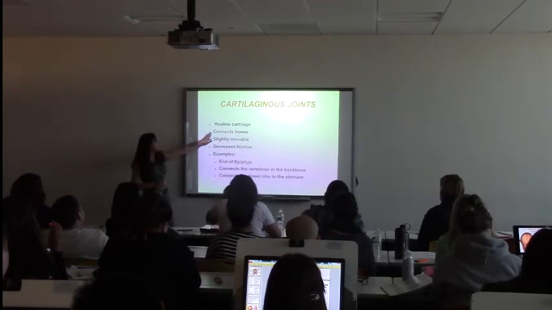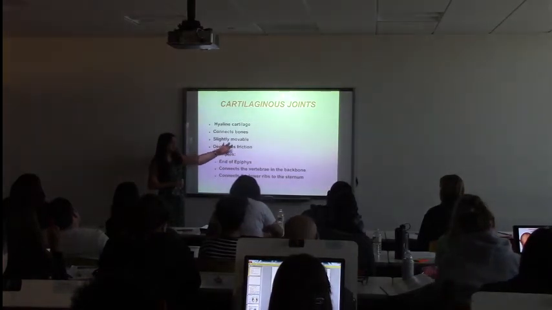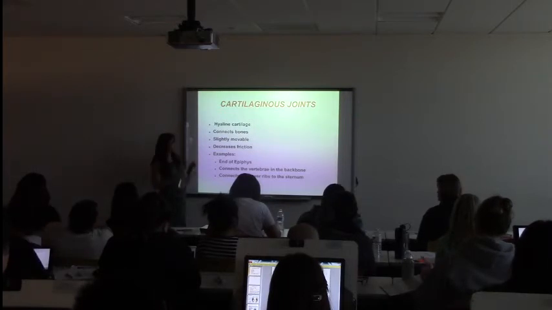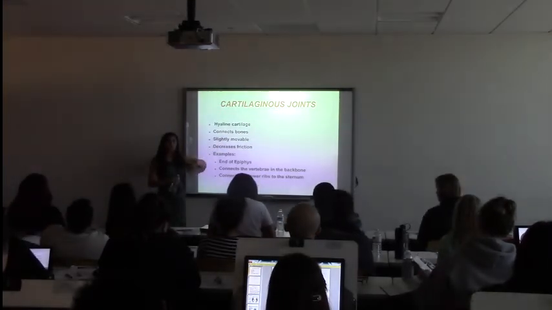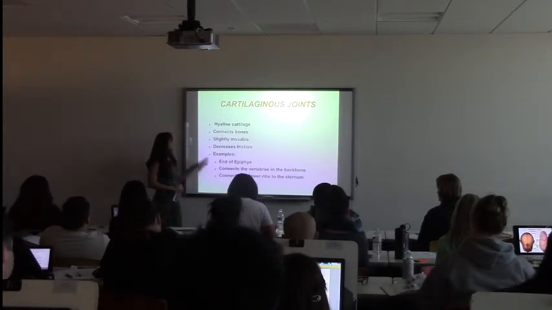Cartilaginous joint is basically made up of hyaline cartilage. Its functions are: connects bones, slightly movable, decreases friction. Okay, as you know, it decreases friction because it's found in the epiphysis. It connects bones. The ribs are connected to the sternum via the costal cartilage, which is hyaline cartilage. Okay, and they're slightly movable.